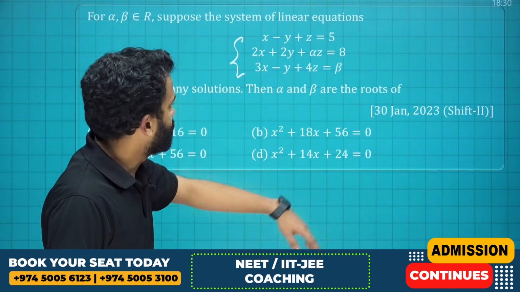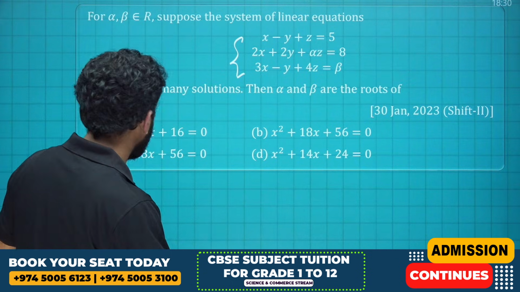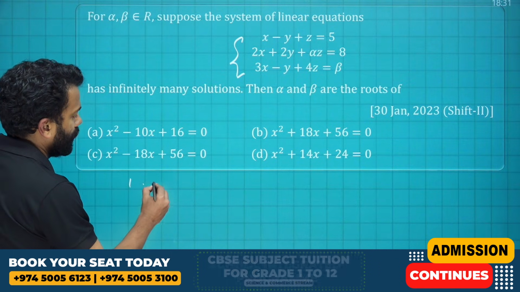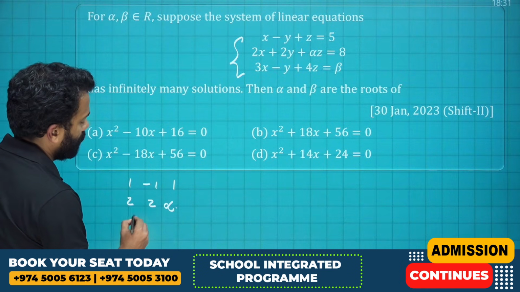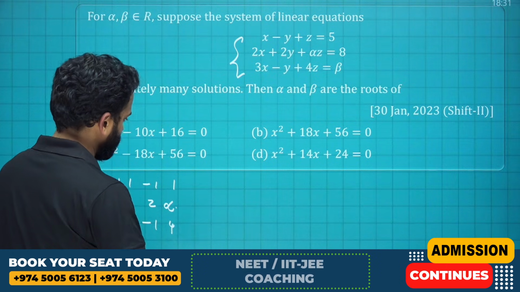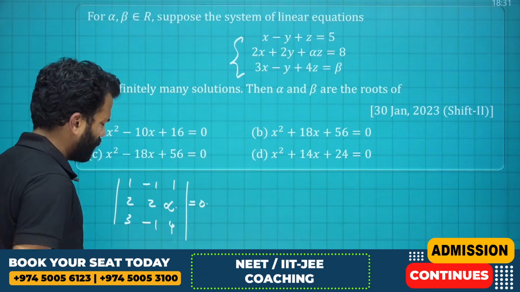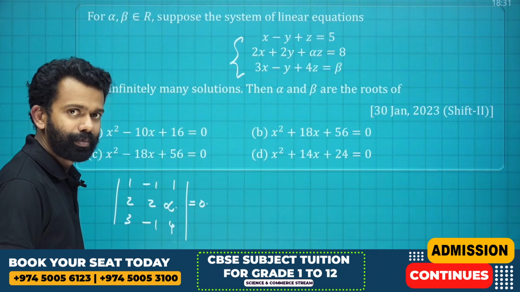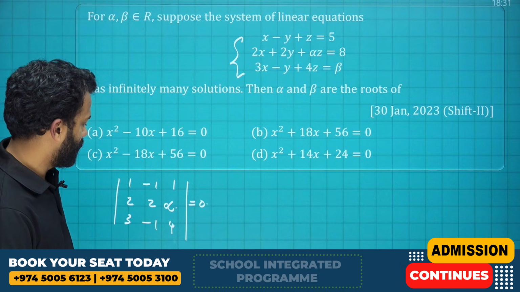I'm going to write this on the next page. That is, the determinant with rows 1, minus 1, 1; 2, 2, alpha; 3, minus 1, 4, should be equal to 0. Do we need to expand it or use any other technique? Just tell me. Expanding or any other technique? Any idea?